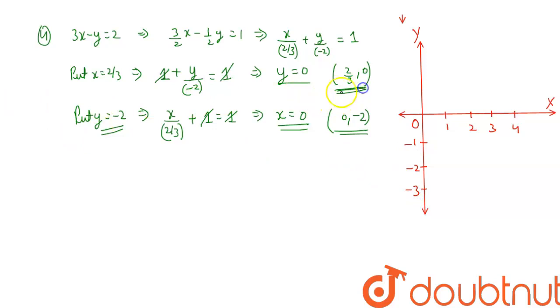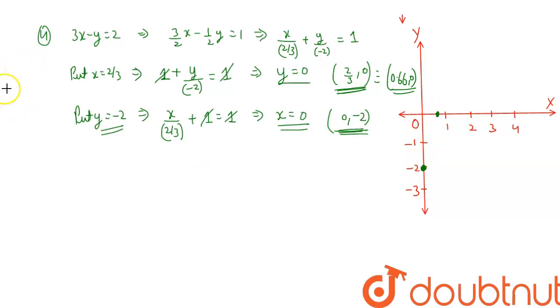Now let us plot the points here. So here we have got the first point as 2/3, 0. If we solve this, then 2/3 can be rewritten like 0.66. So here we have 0.66, 0. So this is the first point. So here we have 0.66, 0 somewhere lying here. So this is 0.66, 0. This is the first point, and the second point would be 0, minus 2. So here we have 0, minus 2 lying here.